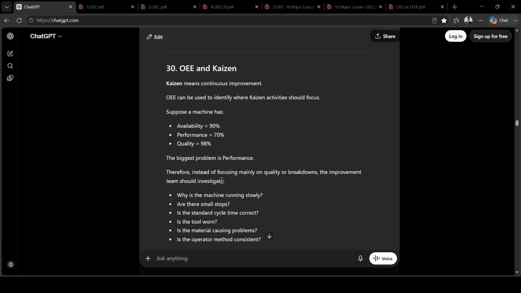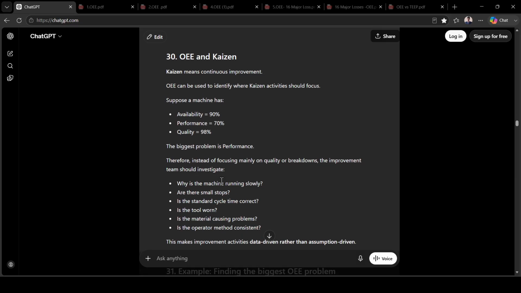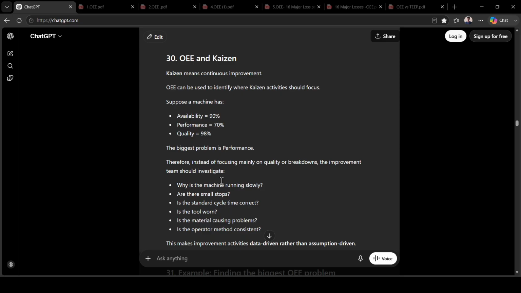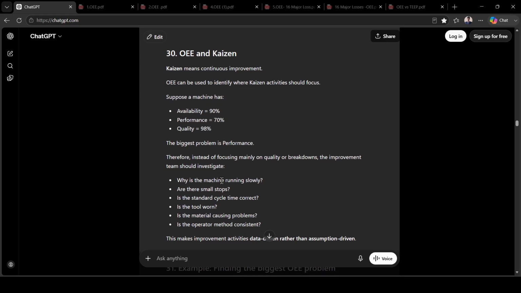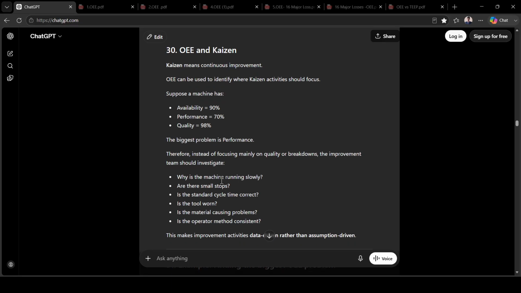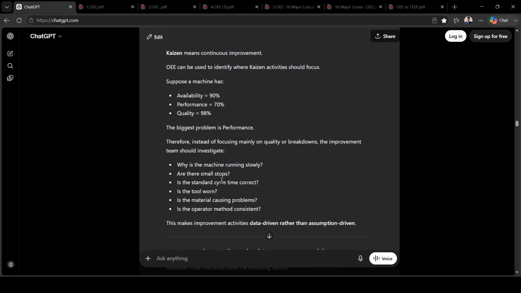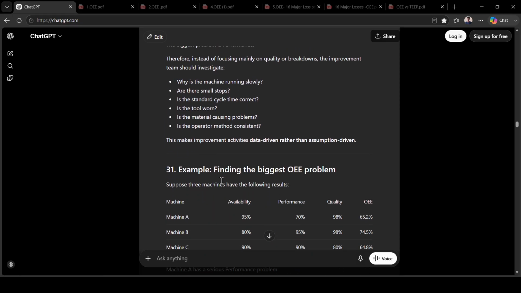So therefore, instead of focusing mainly on quality or breakdown, the improvement team should investigate why the machine is running slowly. Are there small stops? Is the standard cycle time correct? Is the tool worn? Is the material causing problems? Is the operator method consistent? This makes improvement activities data driven rather than assumption driven.